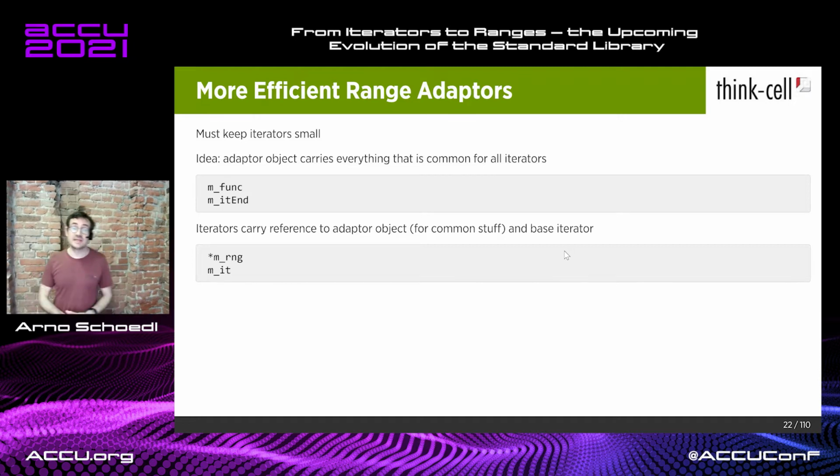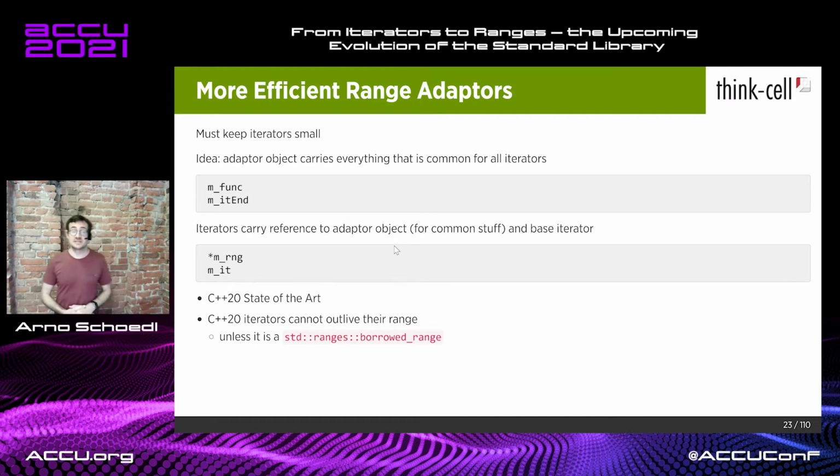So the idea is you really have to keep the iterators small in order for them to be passed around easily, and for all these iterations that you're doing in tight loops to be efficient. And so the idea is this adapter object, where you pull the iterators out of, the transform object, the filter object. It carries around everything that is common to all the iterators, that all the iterators have the same copy of. That's the end iterator and the function. Now, the iterators themselves just carry around a reference to the adapter object. So they reference the adapter object for all the common stuff, and they have their base iterator. So they have a pointer to the range and an iterator.